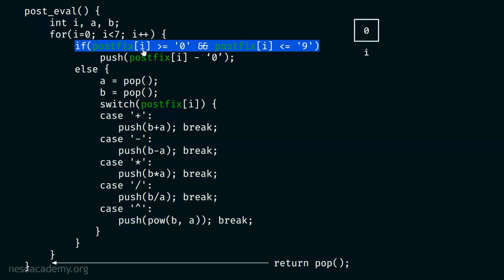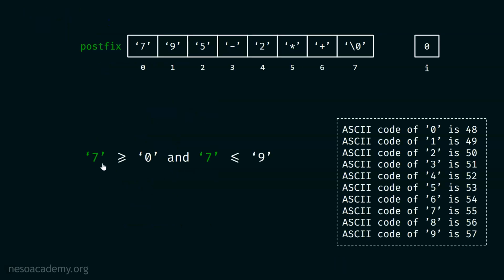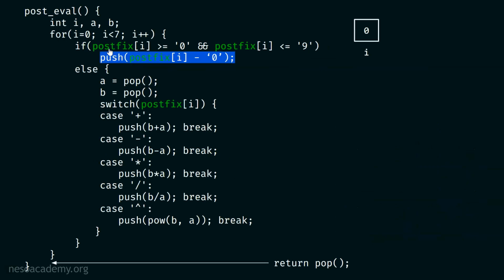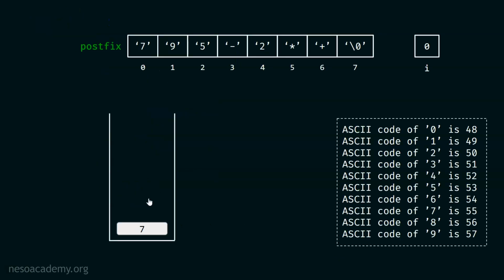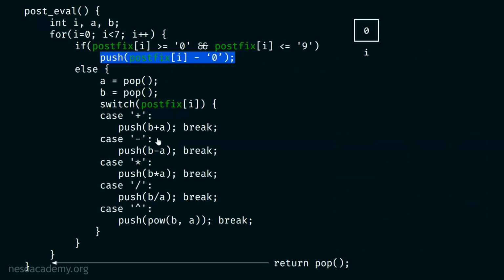We know that postfix of I is 7, right? Character 7 is greater than 0 and character 7 is less than 9. Or you can imagine this like 7 is greater than 0 and 7 is less than 9, right? Imagine these as integers. Now after this, of course, we can call the push function to push postfix of I minus 0. This will give us the integer 7. And definitely we would be able to push that integer onto the stack, right? After this, the next step is to increment the value of I by 1.